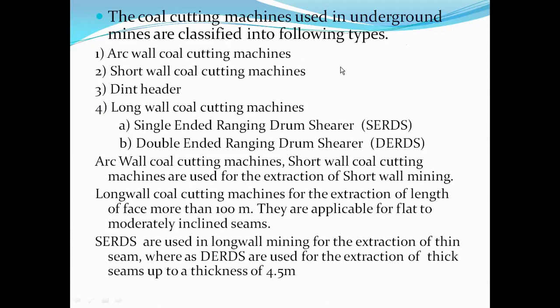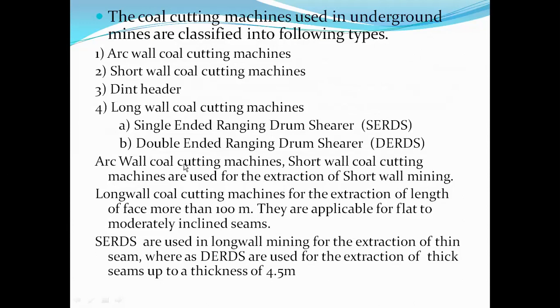In the case of arc wall, it was a kind of arc that was used, so it's called arc wall coal cutting machine. Second one is short wall coal cutting machine. Third one is the dent header. Fourth one is the long wall coal cutting machine. In long wall coal cutting machines, as we discussed a few minutes back, there are two types: one is called single ended ranging drum shearer, and the second is called double ended ranging drum shearer.